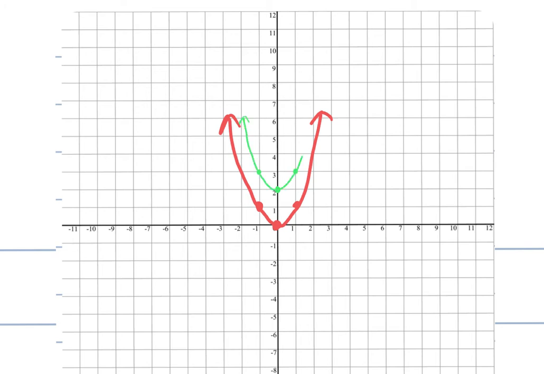All right. These graphs are very similar, are they not? What's the only difference between them? The green one is up by 2. The green one was moved up 2 units. This is a vertical shift up 2. Wow, my handwriting is very bad. Vertical shift up 2.